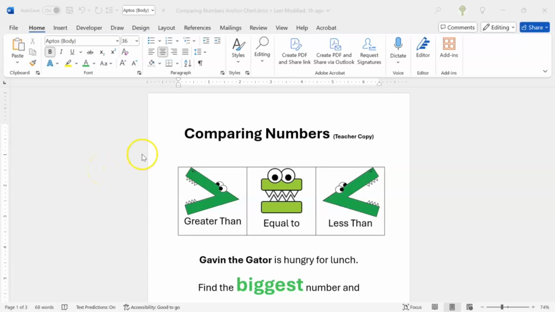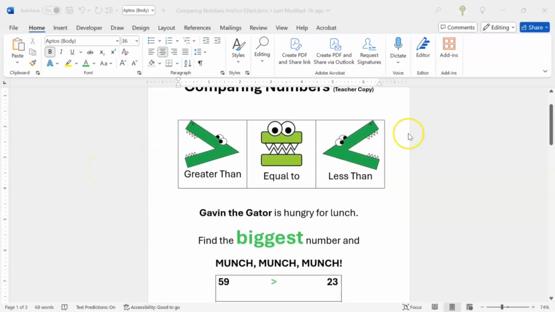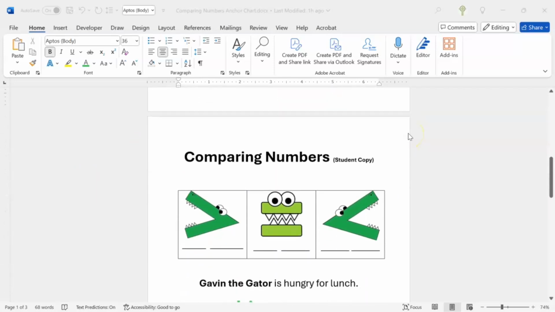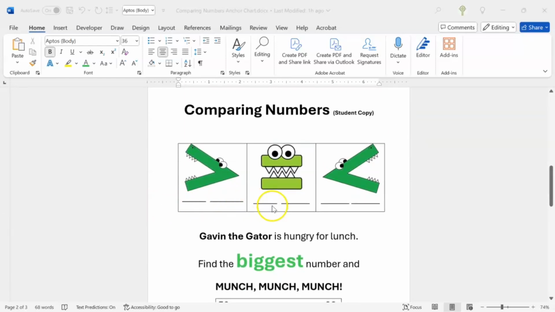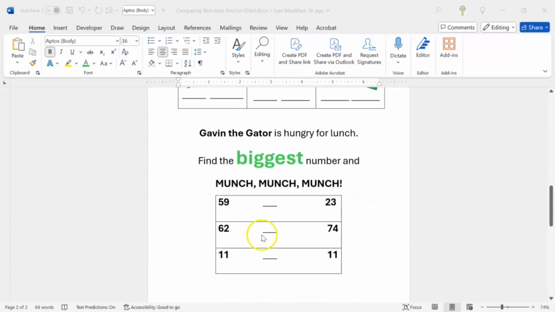So this is my comparing numbers anchor chart. At the top is the teacher copy. Everything's already filled in. And at the bottom is the student copy. They would fill in greater than, equal to, less than, and they would fill in what symbols need to go here that I would also have on my anchor chart.